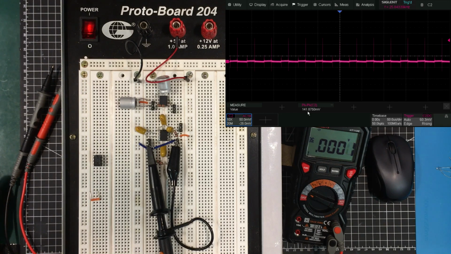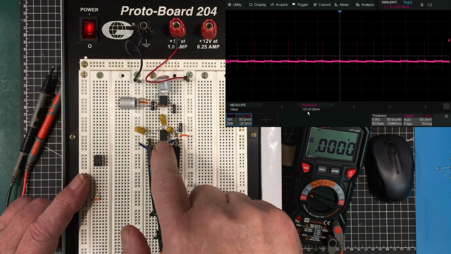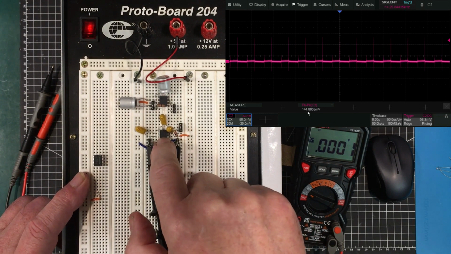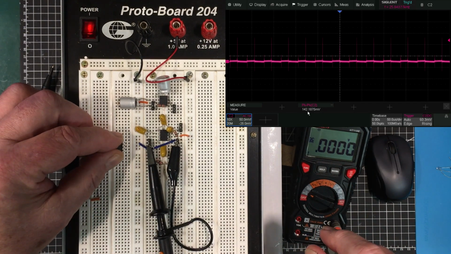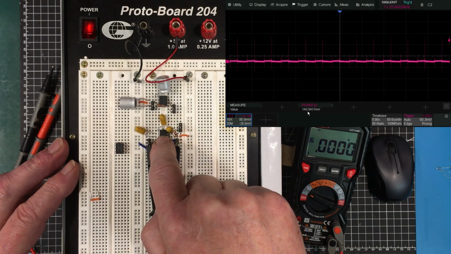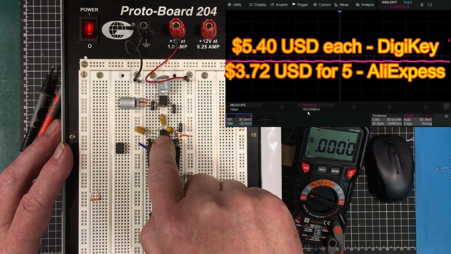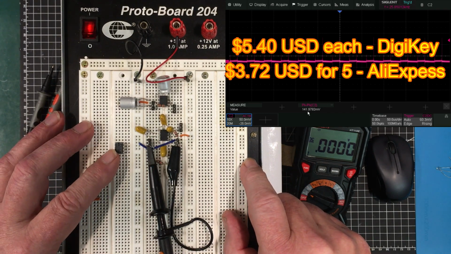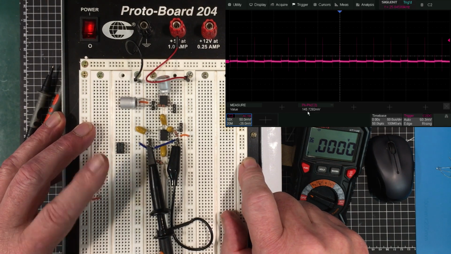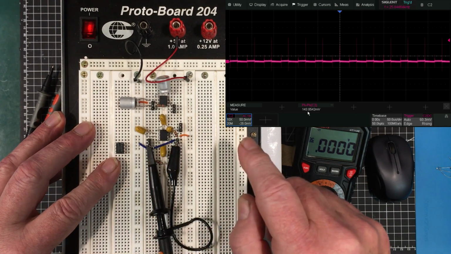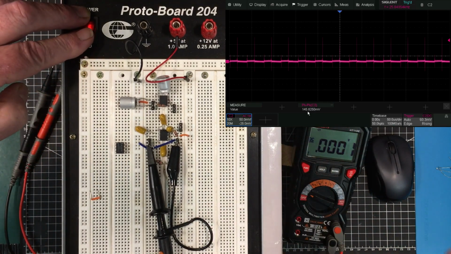Here's an interesting thing. There's a reason there's two chips here. This is one I got off of DigiKey. This is the one I got off of AliExpress. Now on DigiKey, these things are, I think, about $6. On AliExpress, I got five of these things for about $5. $1 a piece, $6 a piece. Anyway, let's have a look at the difference.